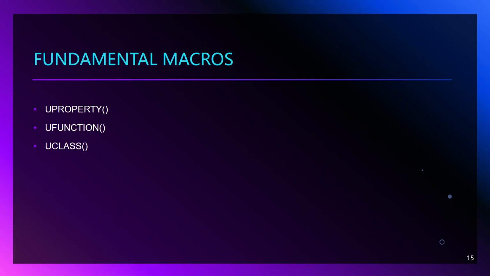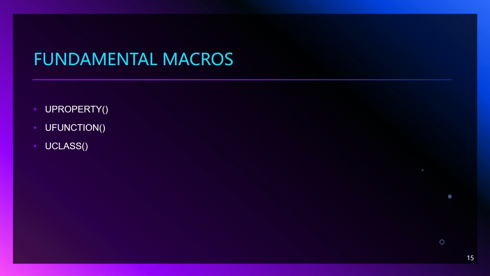And the next one is UFUNCTION. UFUNCTION is basically used for exposing functions to blueprints or making them callable by the Unreal Engine event system. And the third one is UCLASS. UCLASS is basically used to define a class that Unreal Engine can recognize and manage. For example, if we want to expose a variable to blueprints and ensure that it is managed by the engine's garbage collector.